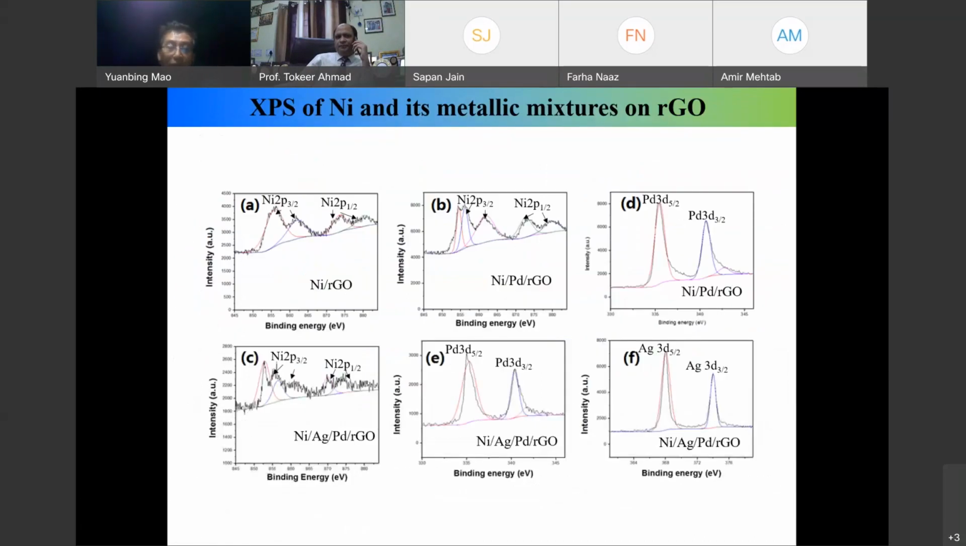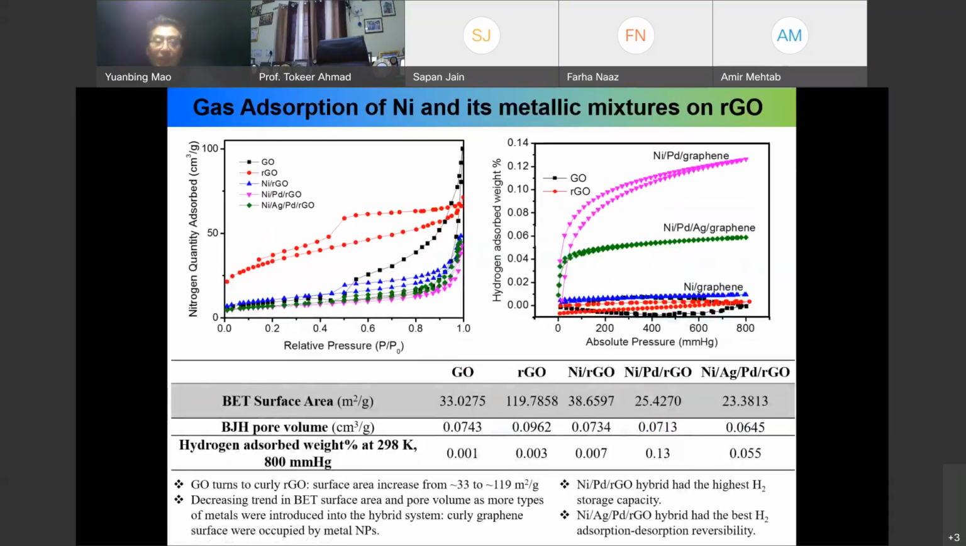And then we also did the XPS for some of these samples to confirm there are metals in the samples, right? So here for this sample there are nickel peaks, and this one shows the nickel peaks and also the palladium peaks, at different binding energies. And for this sample, we saw nickel peaks, palladium peaks, and also silver peaks. So that helps us be confident about what is in the samples, and we really characterize these samples.